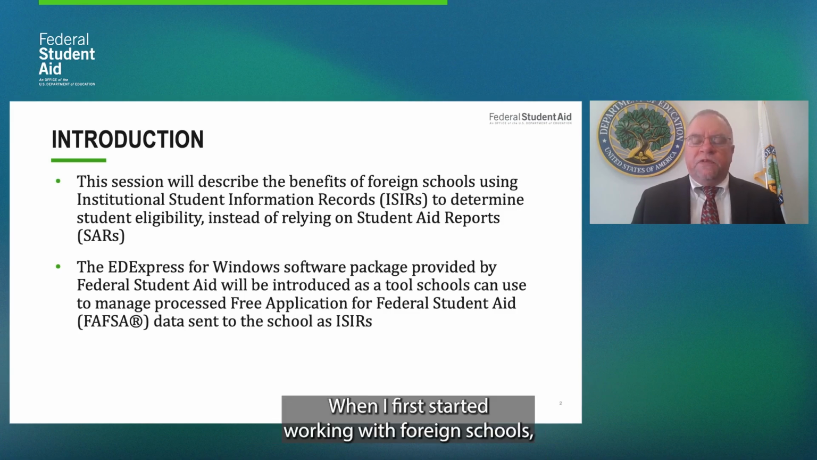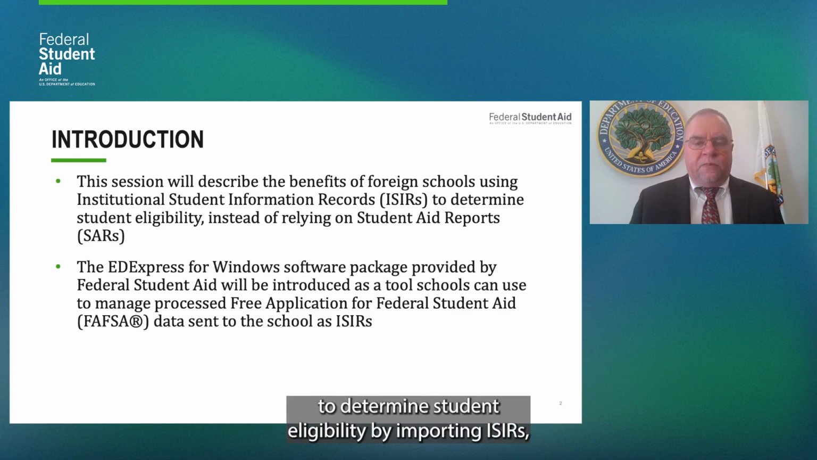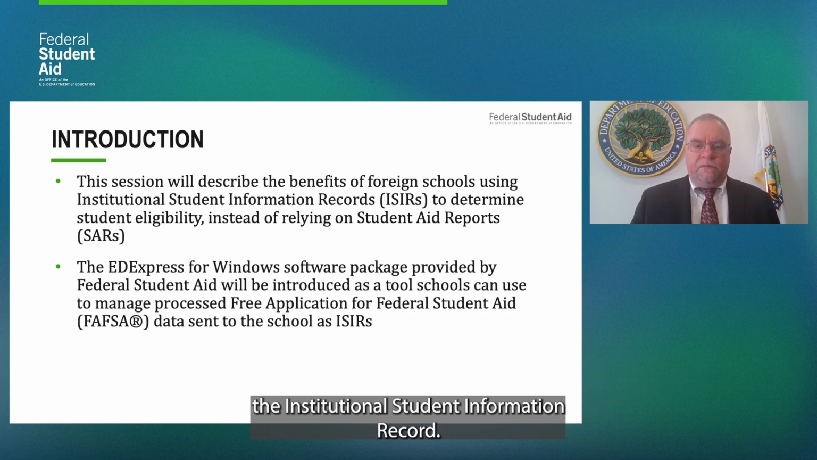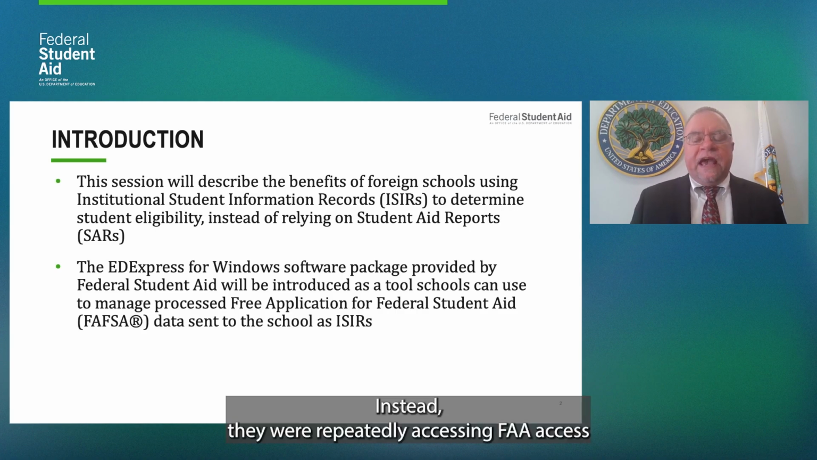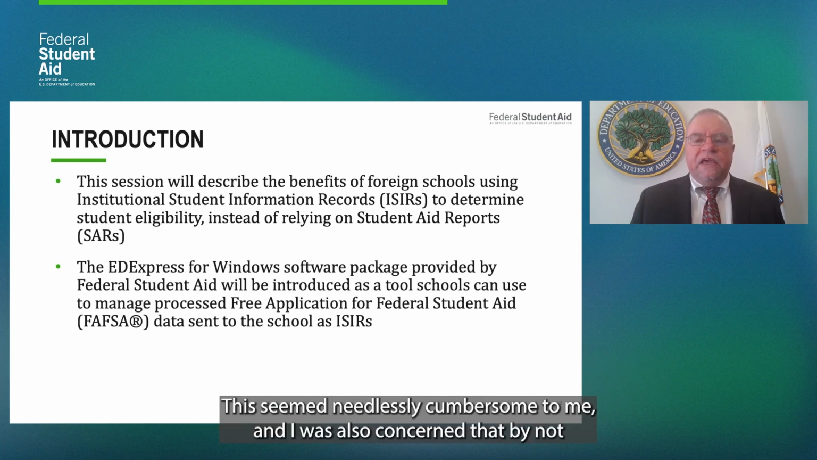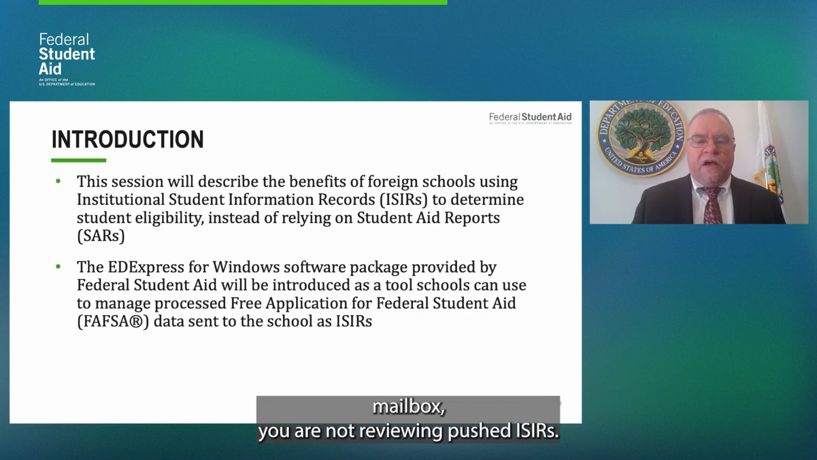When I first started working with foreign schools, I was surprised to learn that many were not obtaining processed FAFSA data to determine student eligibility by importing ISIRs, the Institutional Student Information Record. Instead, they were repeatedly accessing FAA Access to CPS Online to obtain student aid reports, or SARs. This seemed needlessly cumbersome to me, and I was also concerned that by not importing and reviewing the ISIRs that the department sends to your SAIG mailbox, you are not reviewing pushed ISIRs.